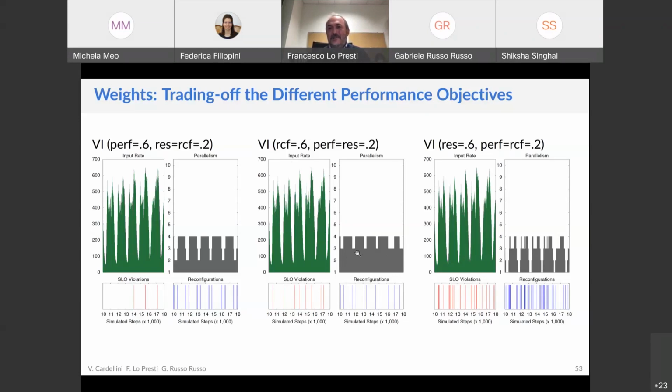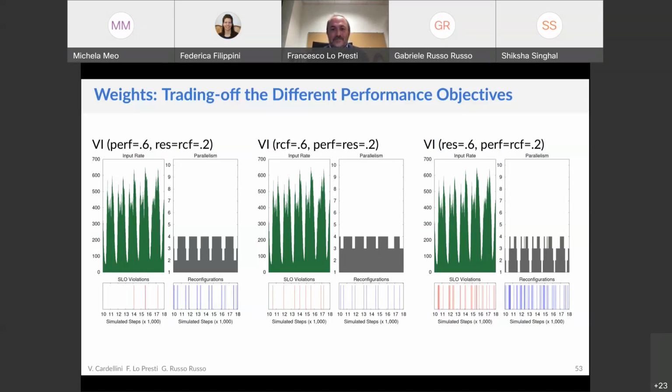But if I care about the resource, basically I am on a low budget. I don't want to use too much resource, but I care somehow about performance and reconfiguration. I end up having much less resource usage over time. I end up reconfiguring many times and having a lot of service agreement violations. So it really depends on what we put our attention on; we get very different performance.